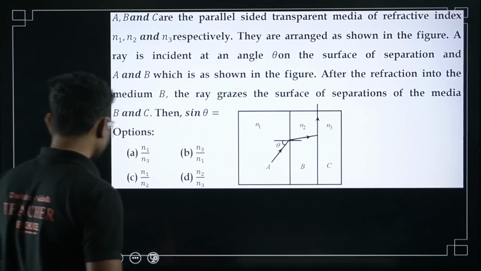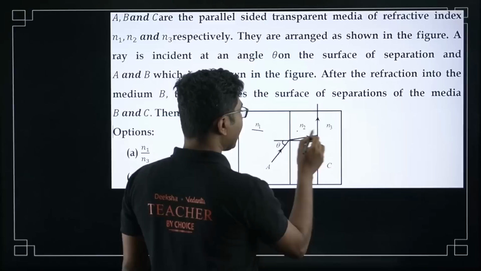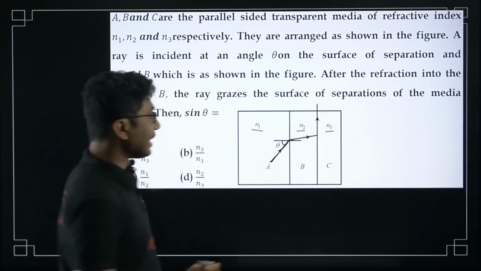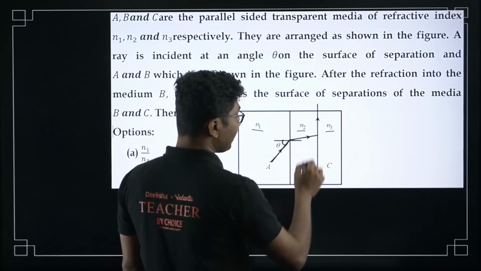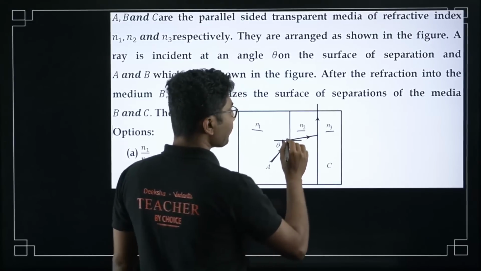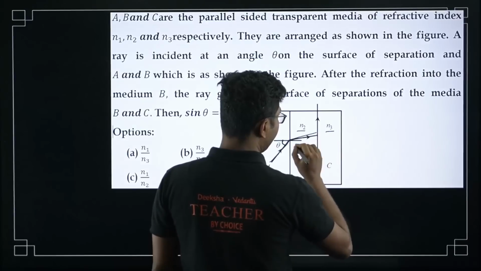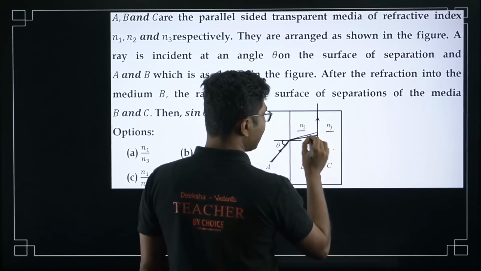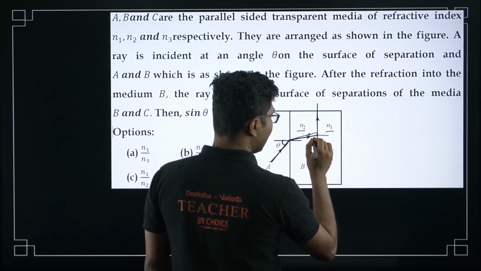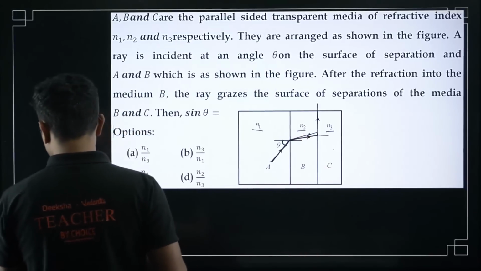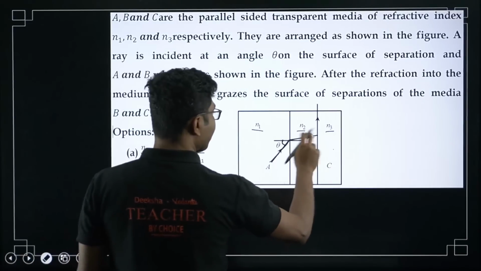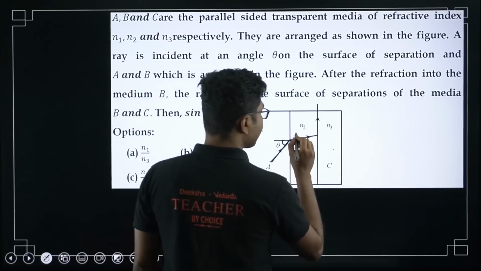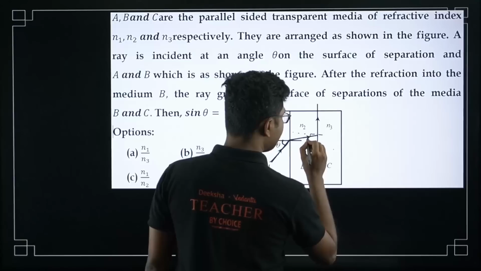So first let us understand what is happening. Here we have three mediums, N1, N2 and N3. Light started from a point in the medium A. It is incident at an angle theta to the medium B, and after refraction it moves into medium B, and then from medium B to C, what happens? It grazes the medium. That means at this juncture the angle of incidence is basically the critical angle, right? So only if the angle of incidence is the critical angle at this point, then only it will graze the surface, right? So we can say that this angle is theta C.